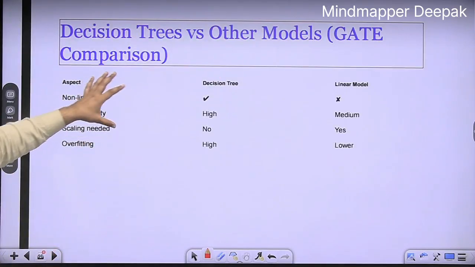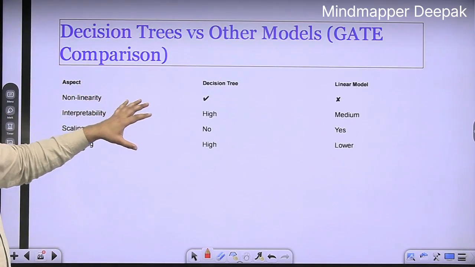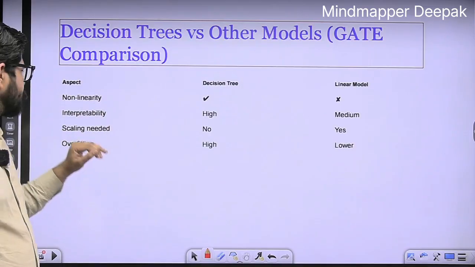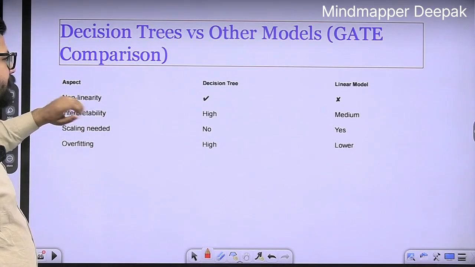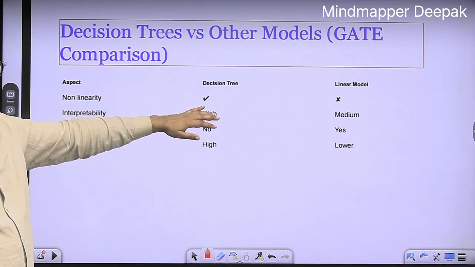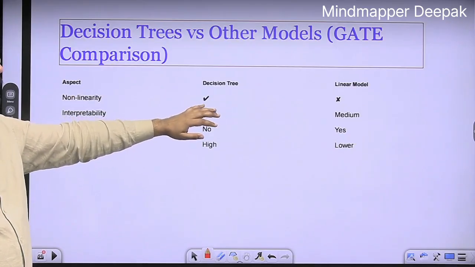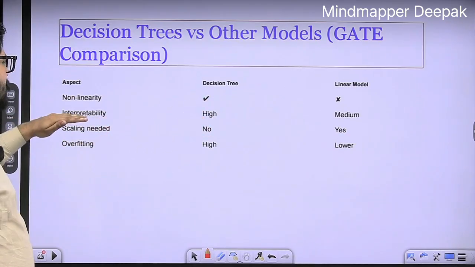So decision tree comparison with the other models, most of the time it will be important. The aspects are non-linearity, if I can say. Decision tree simply handles this non-linearity part. Linear models do not follow this.